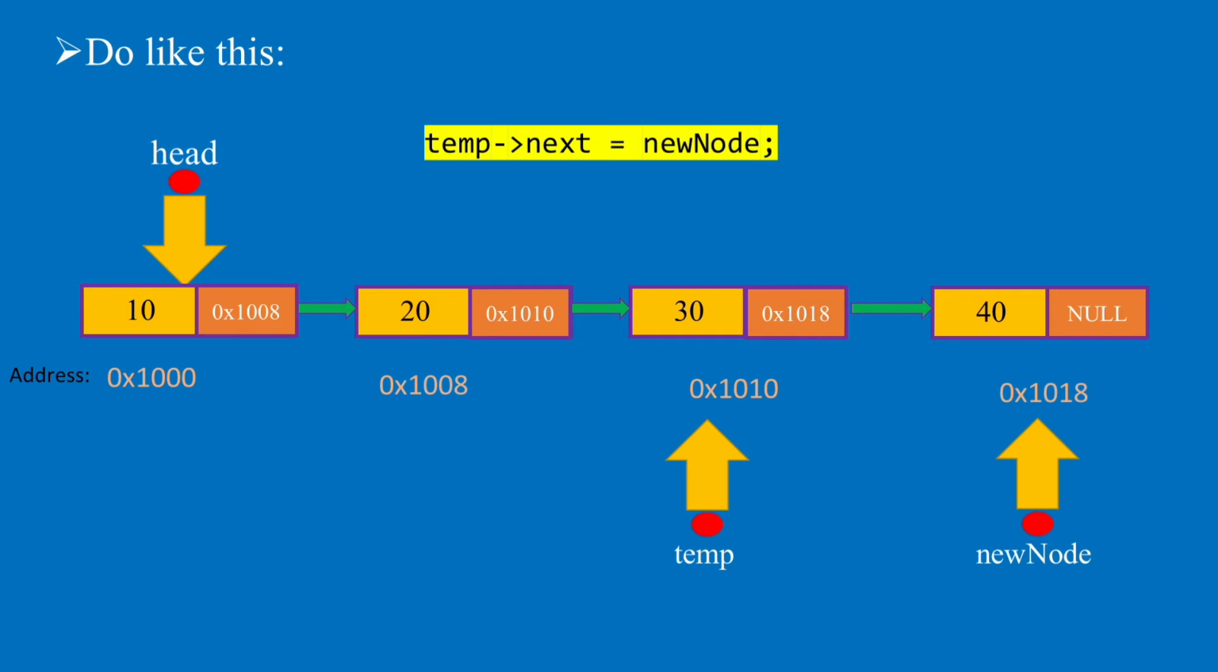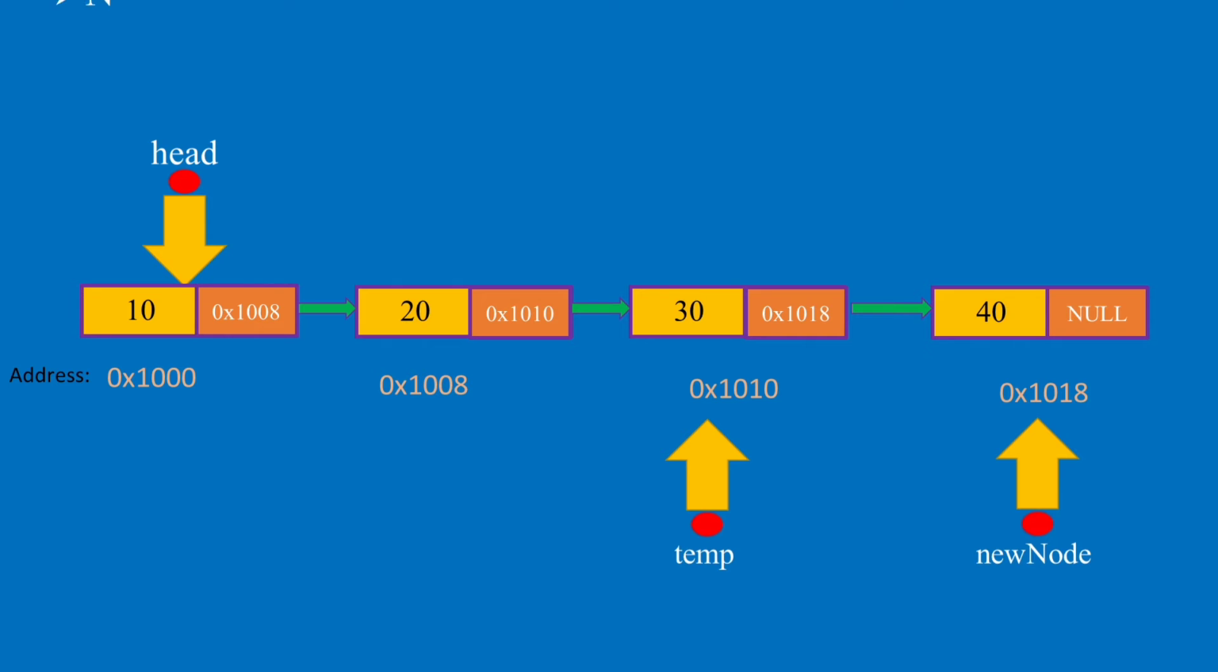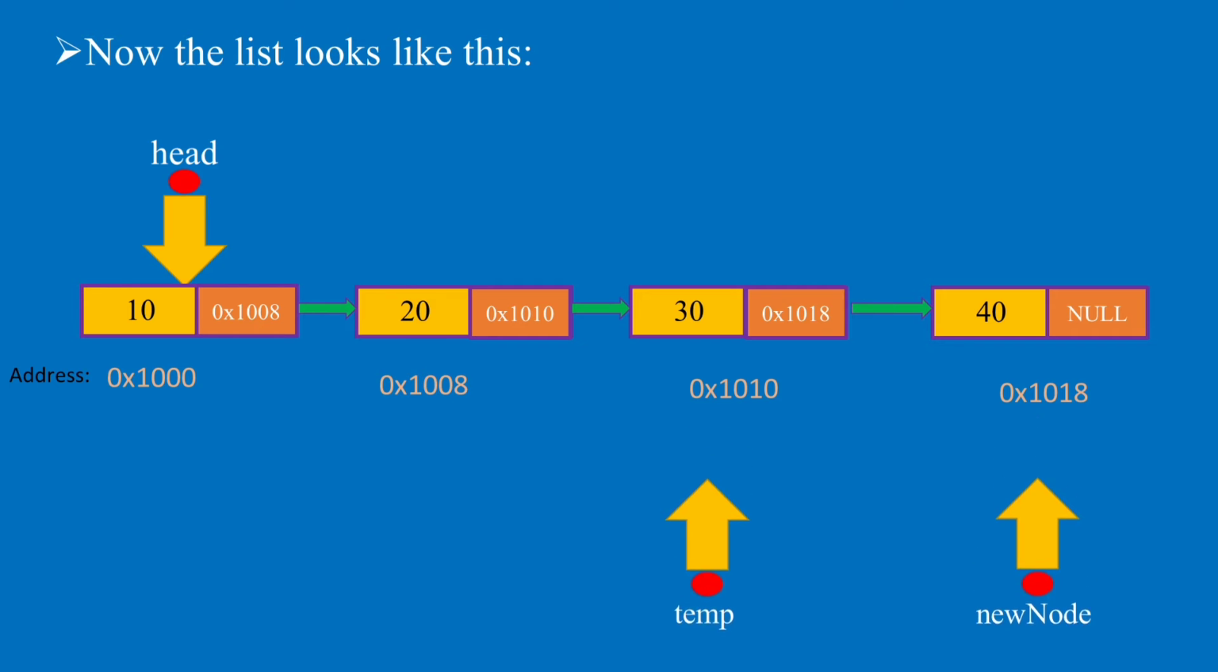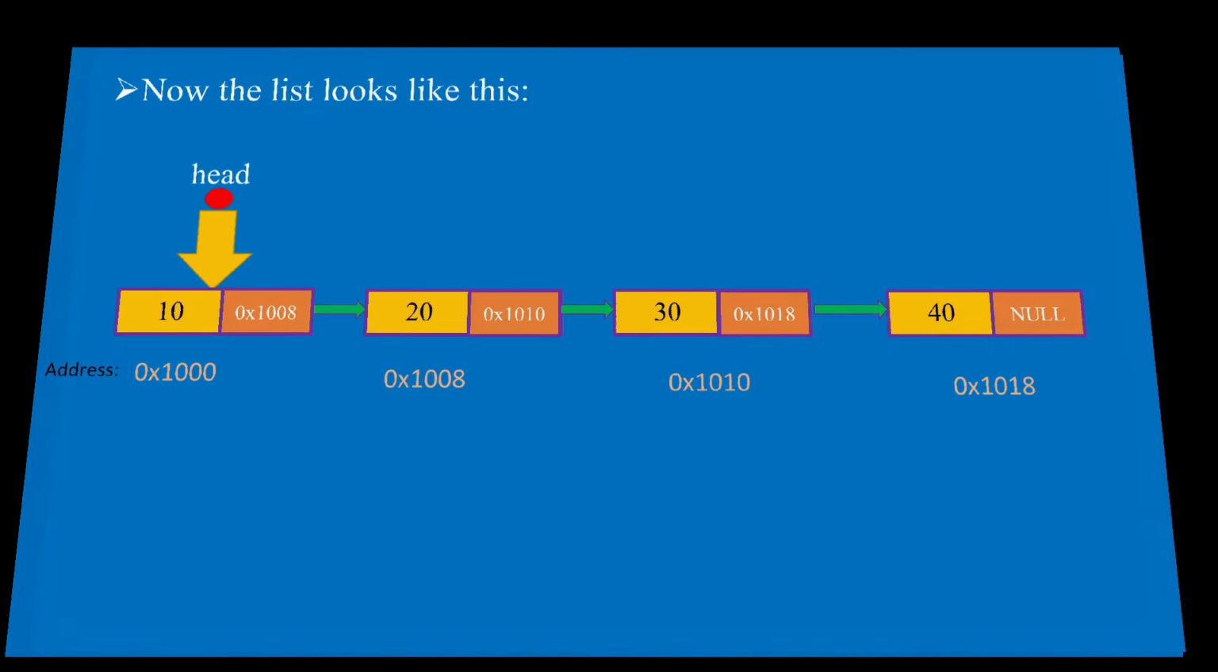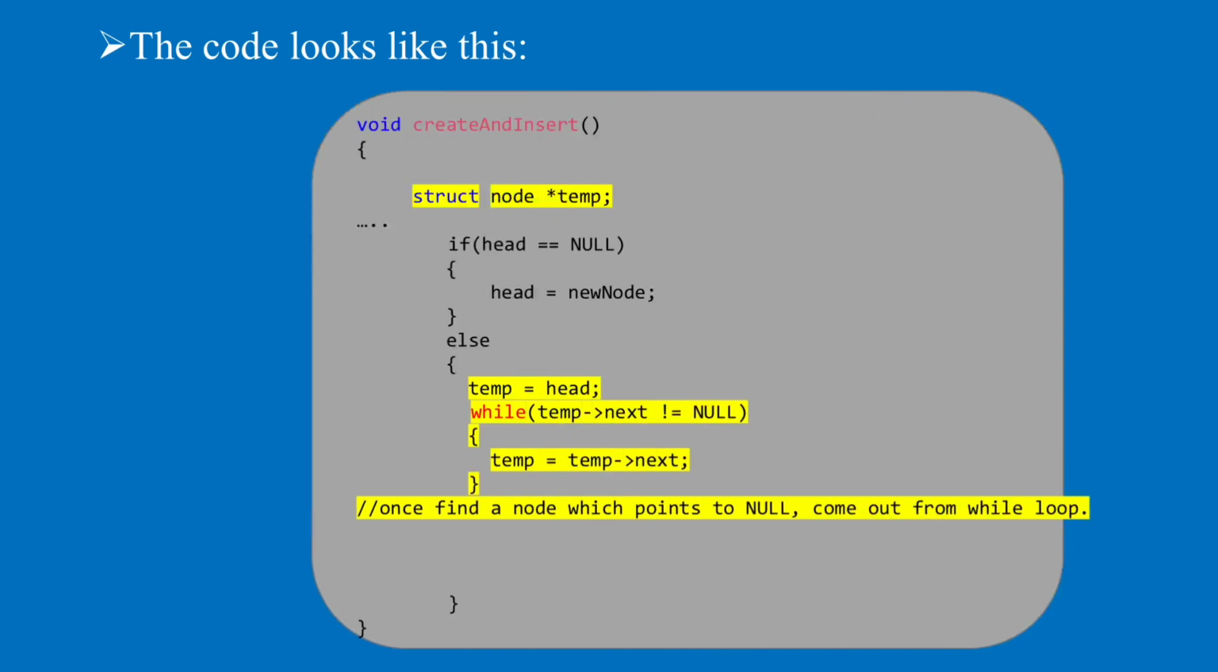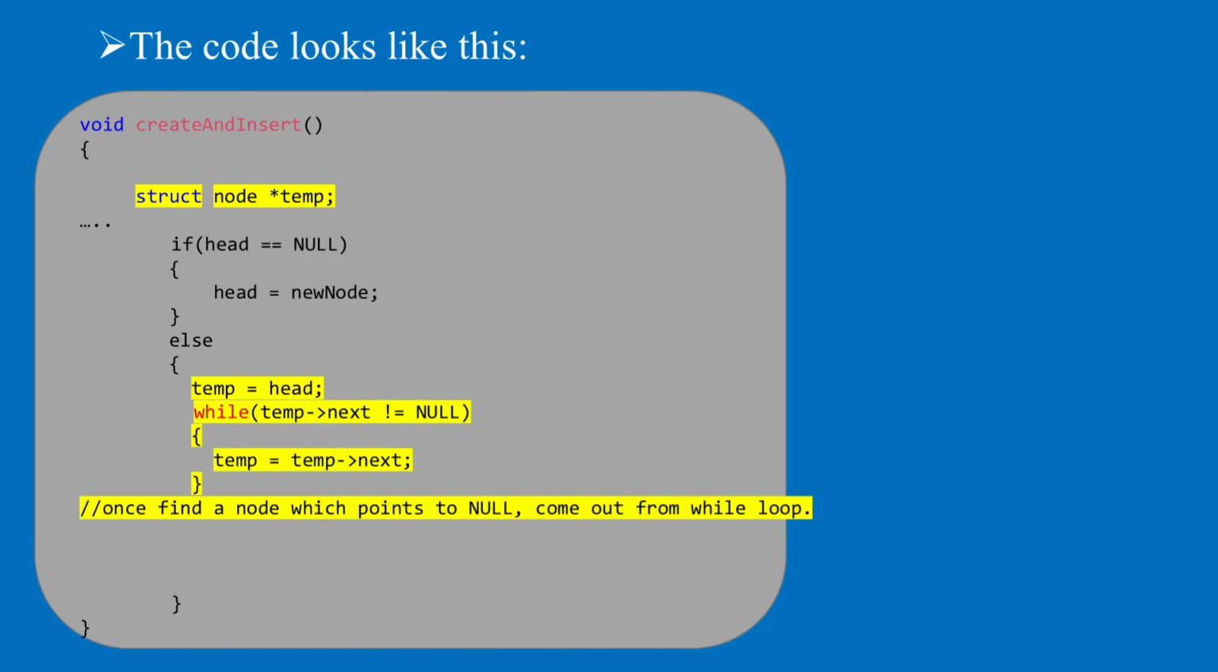And graphically, it can be represented like this. The address field of temp will be assigned with the address of the new node. Once we come out of loop, it means we got the last node as temp, so assign temp pointer next equals new node. This completes the implementation of create and insert function.